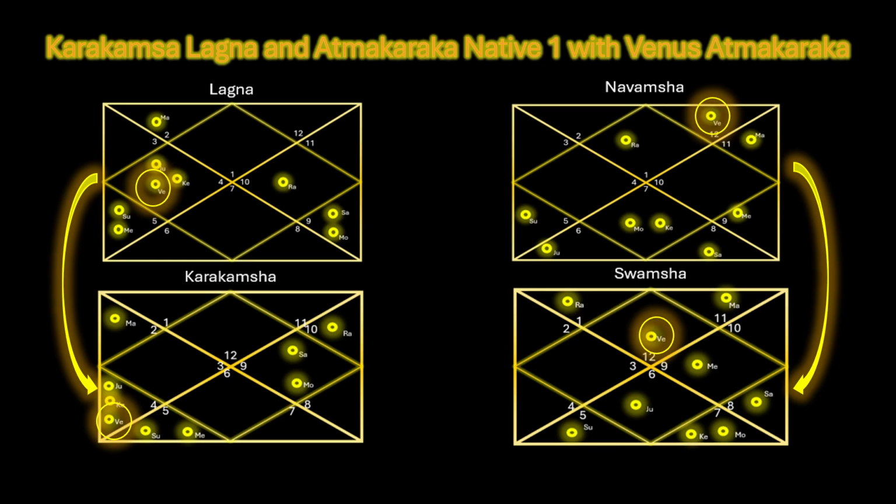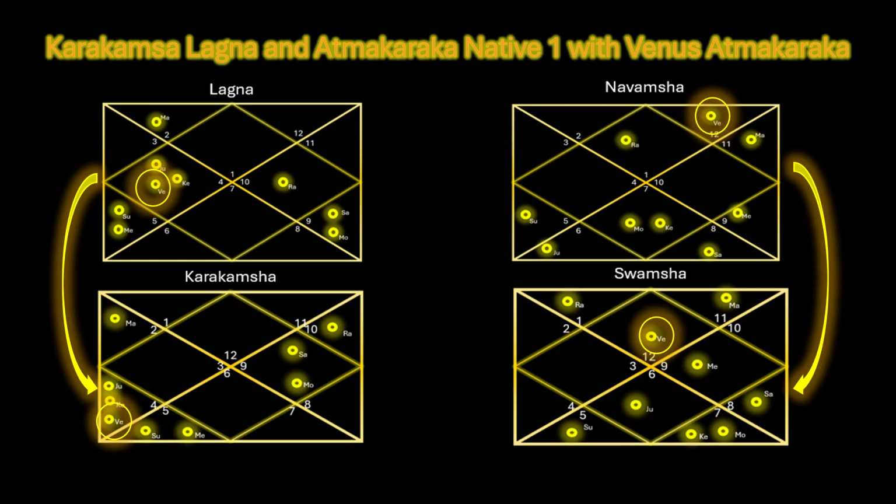Now for the Karakamsa and the Swamsa Lagna, you look at the chart from Pisces. The only difference is, if you see over here, there's an arrow from the Lagna to the Karakamsa, and there's another arrow from the Navamsha to the Swamsha. Both of them have 12, that is Pisces, in the Lagna. But in the Karakamsa, the other planets are still accordingly placed in the signs as per the Lagna chart. And in the Swamsha chart, the other planets are placed accordingly in the signs from the Navamsha chart.